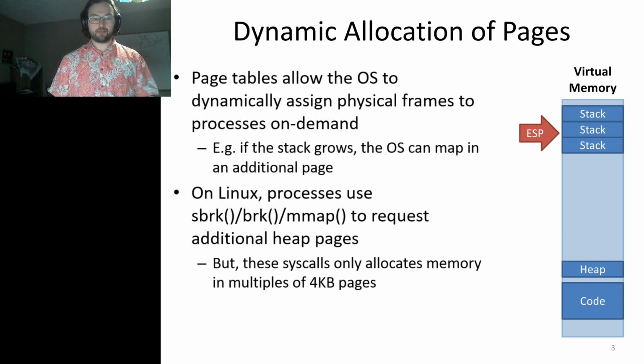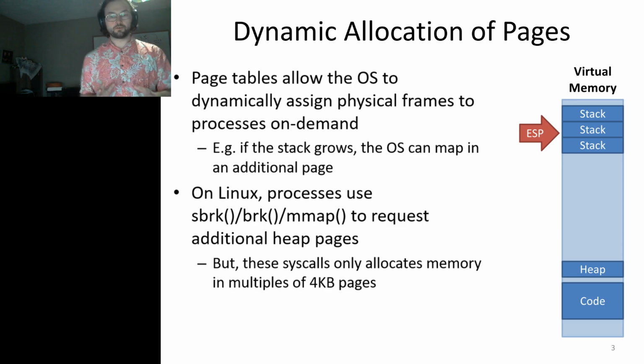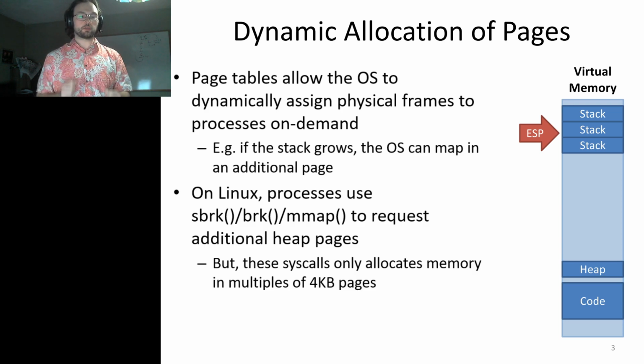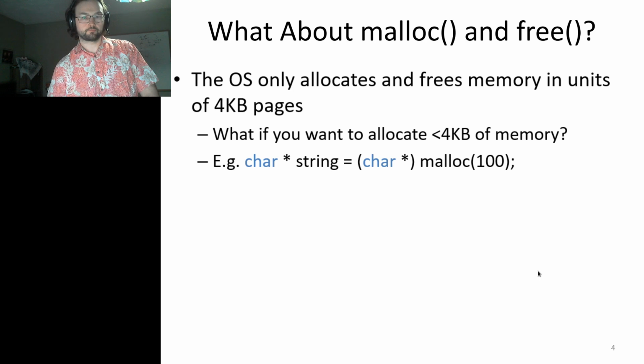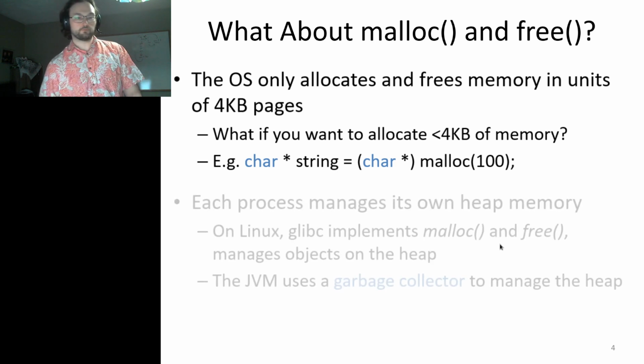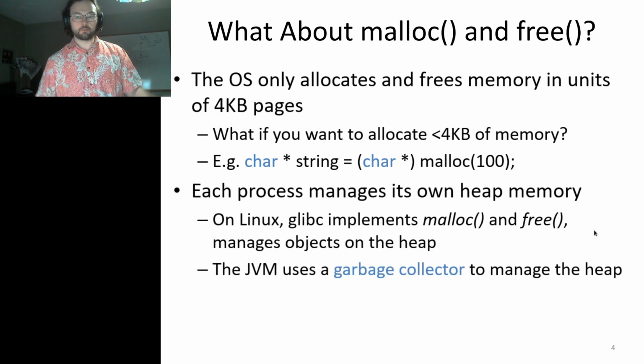Now, an important thing about requesting memory with any of these things, but especially with mmap, is that the allocations are happening in 4K pages. You can get a whole 4K page, but if you want a smaller piece, the program's going to have to deal with that itself. It's going to have to split up the 4K pages that it's getting from the operating system to use for smaller allocations, like on the heap. So if we're going to allocate less than 4K of memory, we're going to have to do that ourselves. Every process is going to manage its own heap memory.